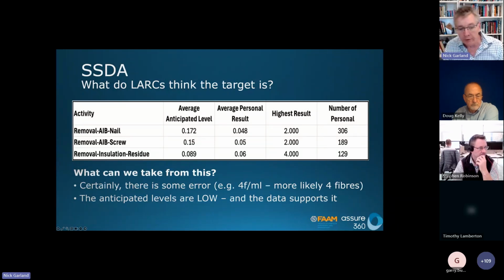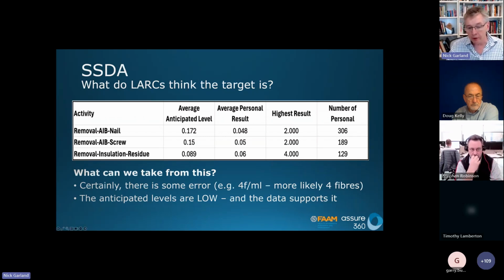So what can we take from this? Well, certainly there is some error there. I think it's extremely unlikely that this will be precisely, to 3 decimal places, 4.000 fibres per millilitre. It's much more likely that they've incorrectly put 4 fibres into the wrong field in the database.